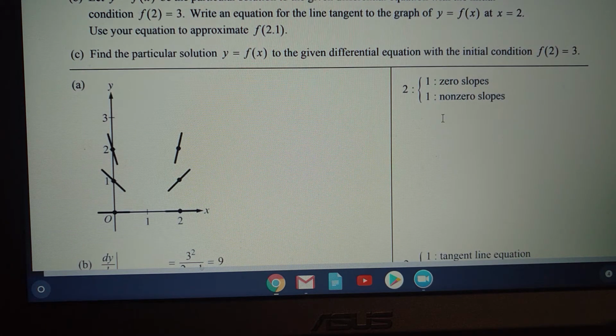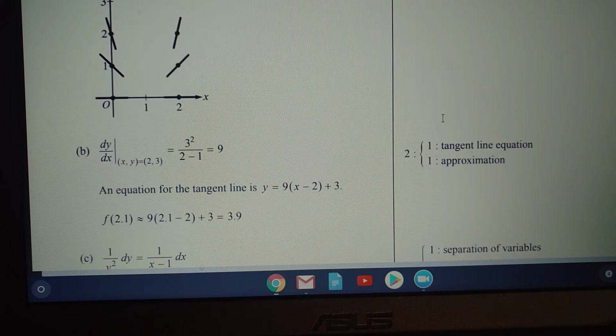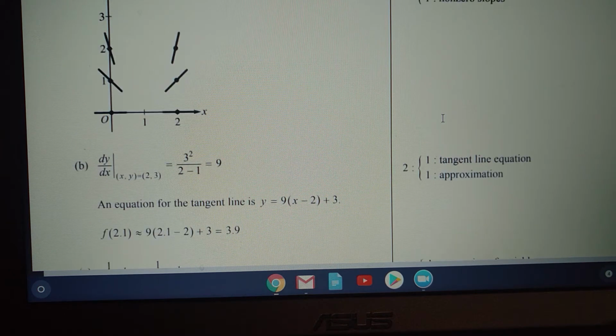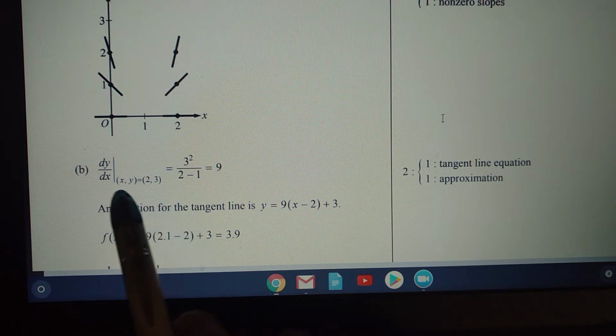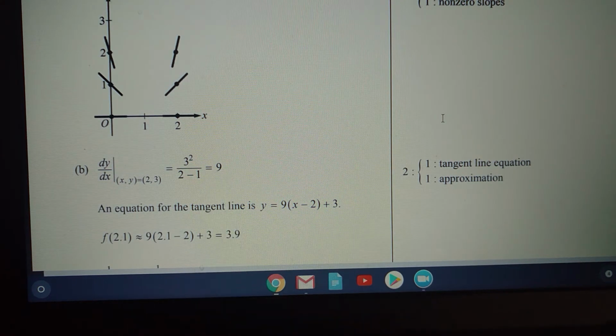For B, you need to go ahead and get a tangent line and then use it to approximate. So first, you have to plug in the given point for x and for y in order to get your derivative, which is 9. Use that to get your tangent line. Your tangent line equation would be y minus 3 is equal to 9 times x minus 2. Or you could go ahead and write it as y equals 9x minus 15.